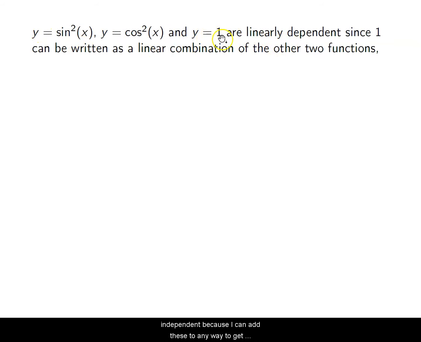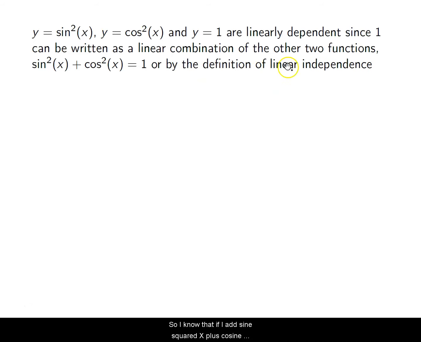It's linearly dependent because I can add these in a way to get 1. There's also a way for me to add all of these together to get 0. When I think of linear combinations, I typically think, can I add two of these together in a way to make the third? That's how I think of linear combinations. But the formal definition is that you add all of these together in a way to get 0. They're equivalent ways of looking at the same thing. I know that if I add sine squared x plus cosine squared x, I'll always get 1. That's the Pythagorean identity, one of the fundamental identities of trigonometry.